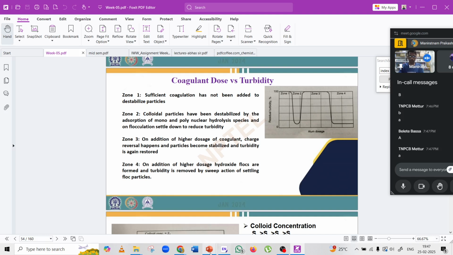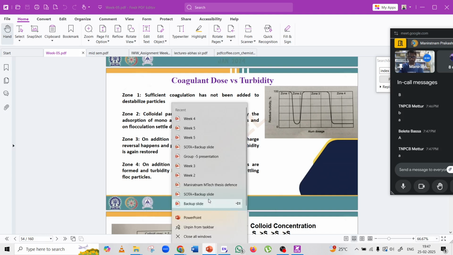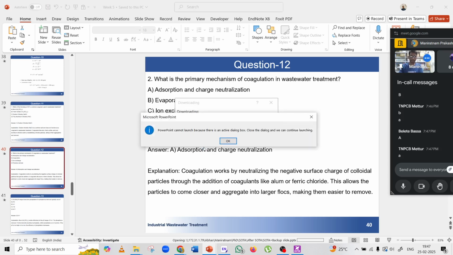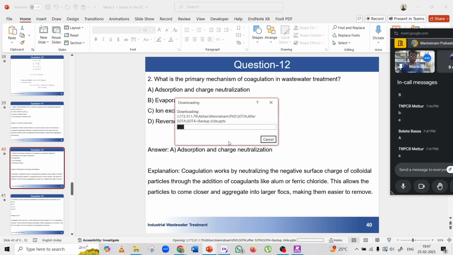So here it's not written, but okay, the answer is correct that it will be A. But I want to show you one reaction. Why is there a need of alum in it?